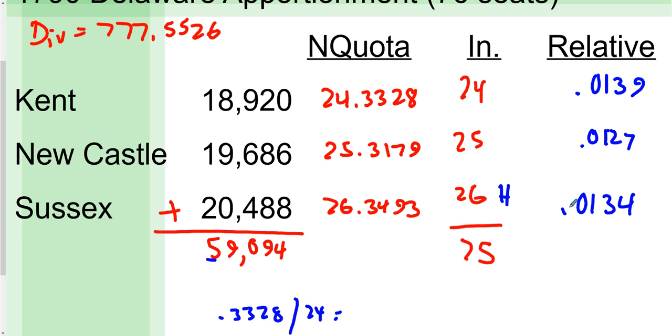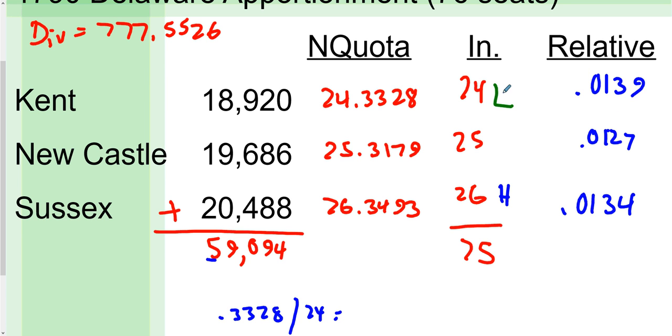Now, this is really, really close. But which one's bigger? It looks like Kent has the bigger one. So in this particular case, it's Kent that gets the extra seat instead of Sussex. So under Hamilton's method, Sussex gets the extra seat with the highest decimal. But under Lowndes' method, Kent gets the extra seat.